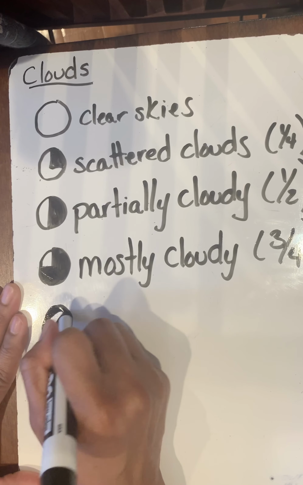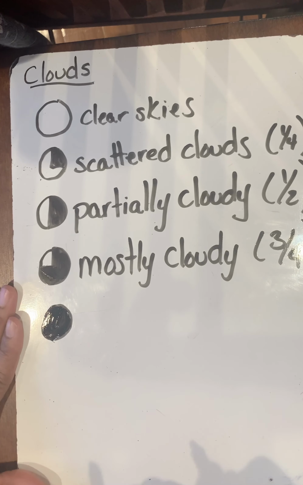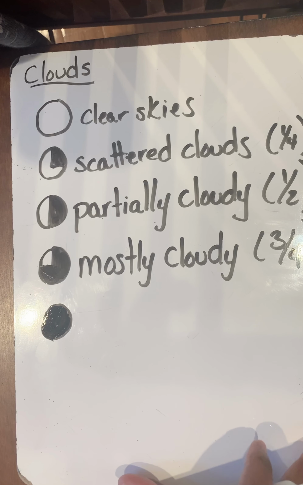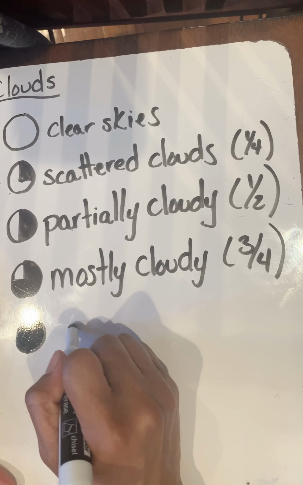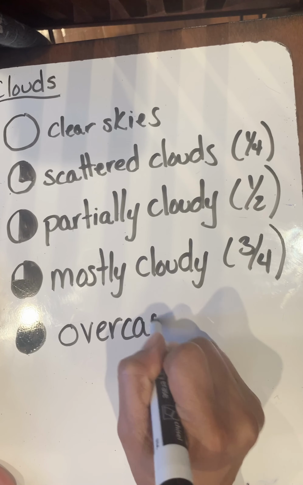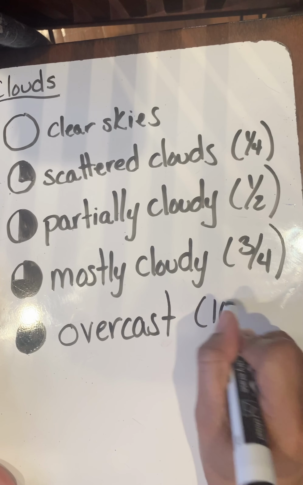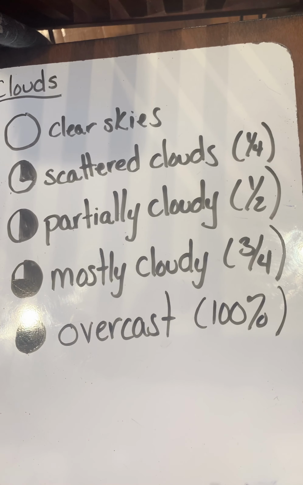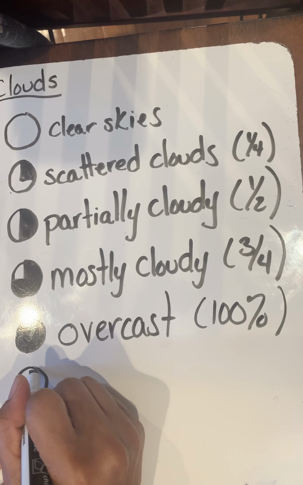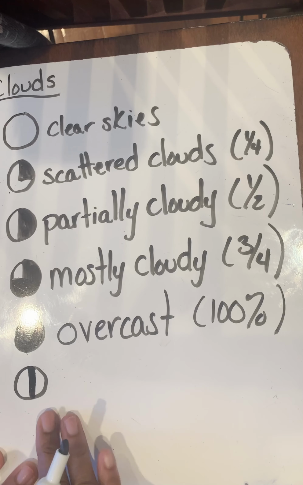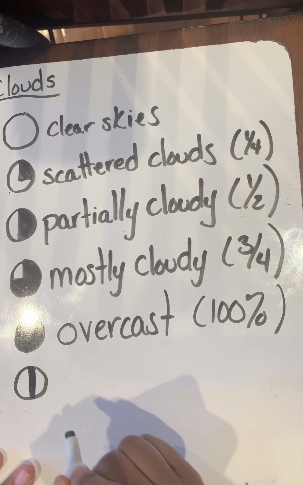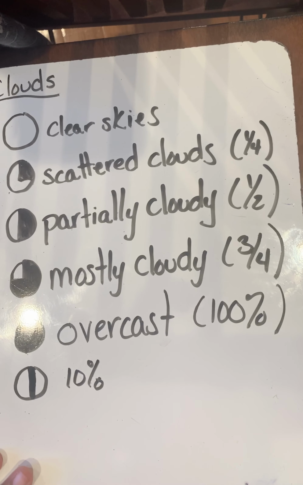And then we have this one where the whole entire circle is filled in. Any ideas on what that might be? That is called overcast. And that is 100% of the sky is cloudy. You could even see something like that. For my class, I'm not going to use that, but that's about 10%. Okay? So that's clouds.